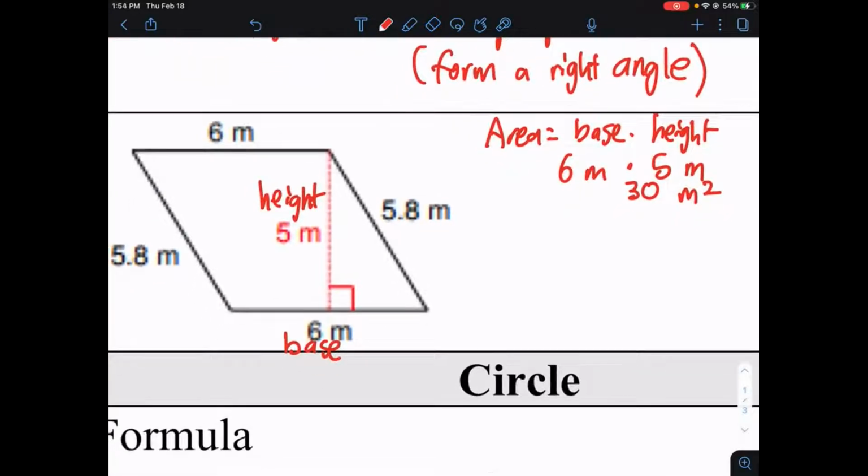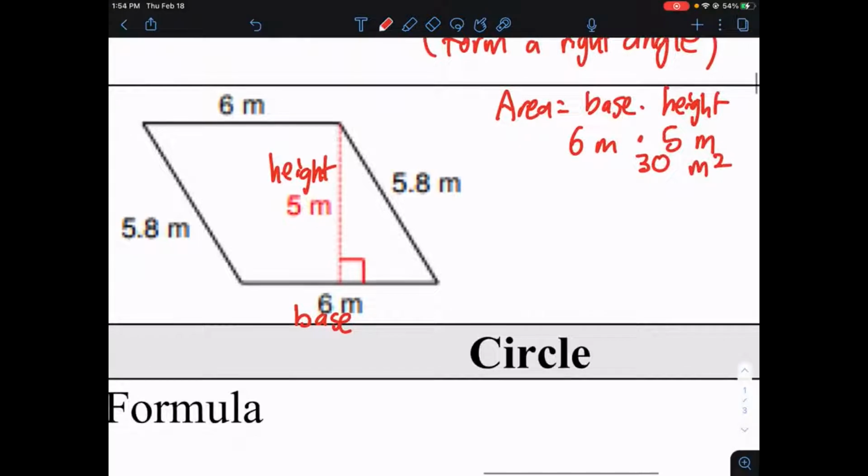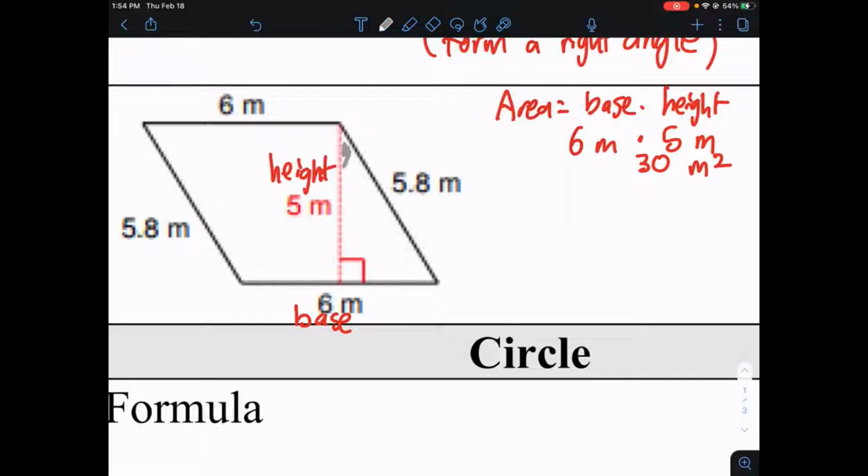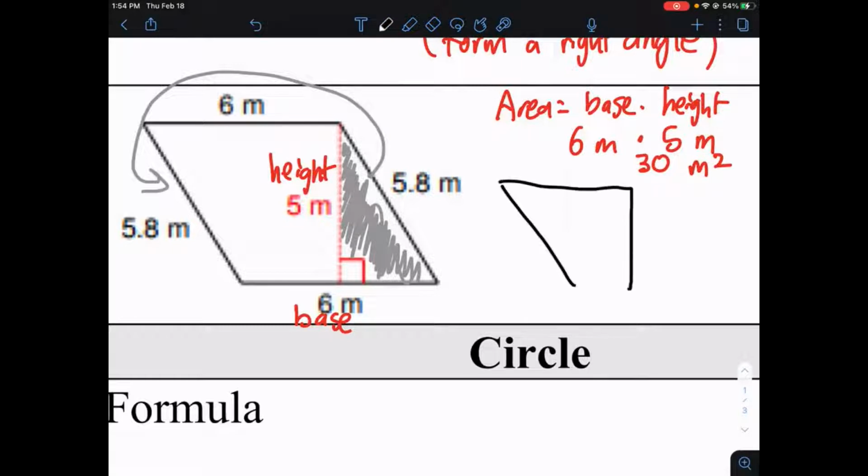Okay, and to help visualize why this formula is the case, let's go ahead and lightly shade in this little triangle of the diagram. Now let's imagine, what if we cut that triangle off and moved it over here? What would that look like? We'd have this part, and then this shaded triangle is going to fit in right here.